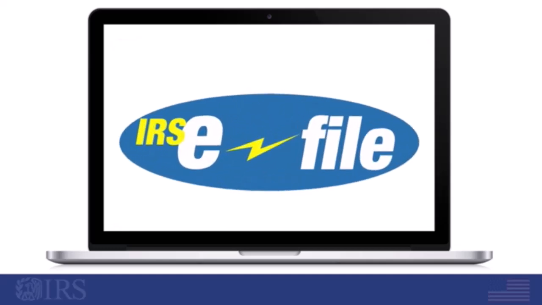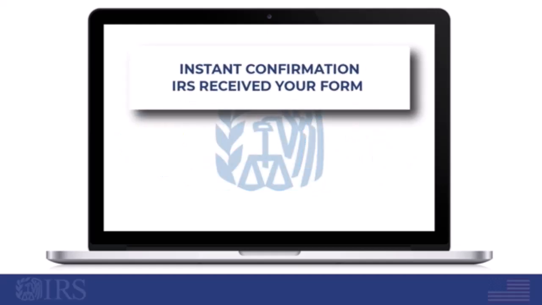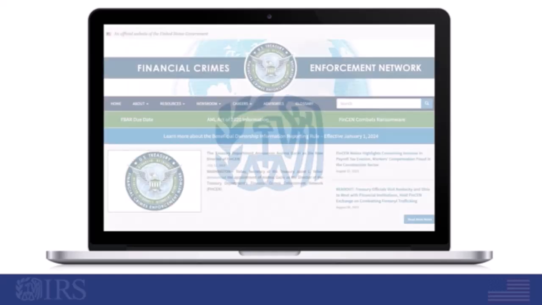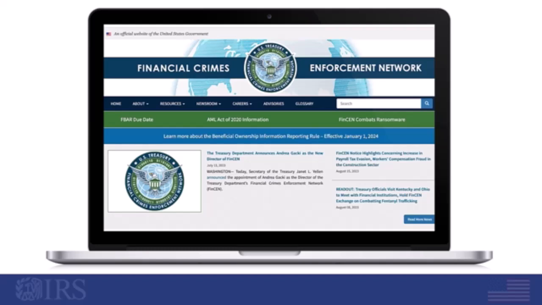Many taxpayers find that e-filing is a faster, more convenient, and cost-effective way to meet the reporting deadline. The IRS and FinCEN strongly encourage utilizing the e-filing systems. One of the many benefits is you get instant confirmation that the government received your form. And batch filing is an option, which is especially helpful if you file many forms. To get the benefits of e-filing, enroll and set up an account with the Financial Crimes Enforcement Network's Bank Secrecy Act or BSA e-filing system.